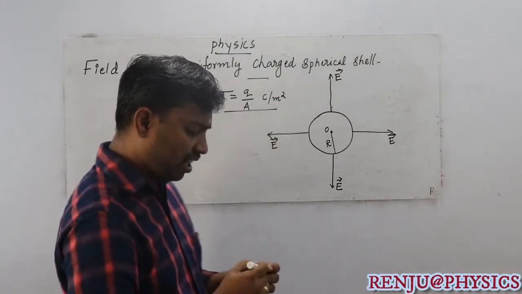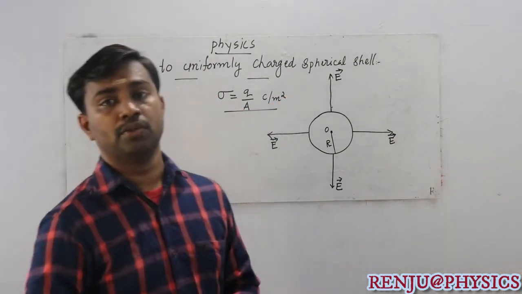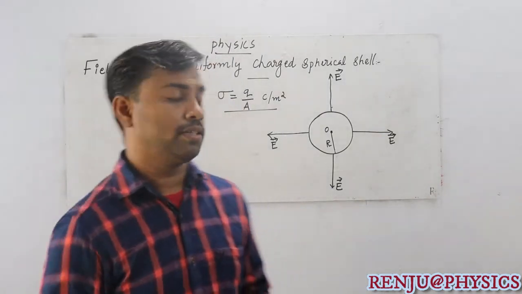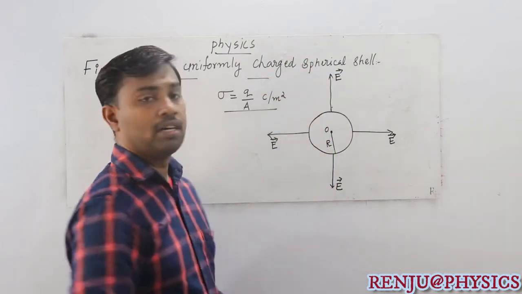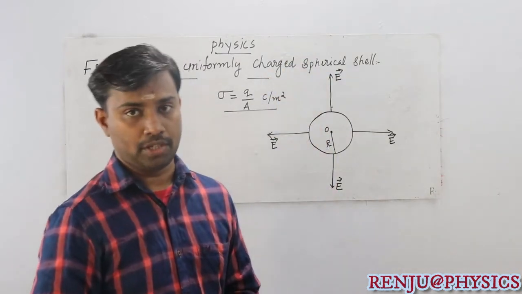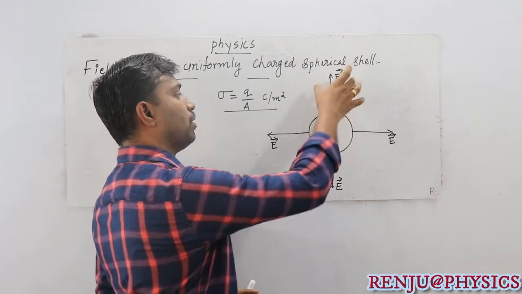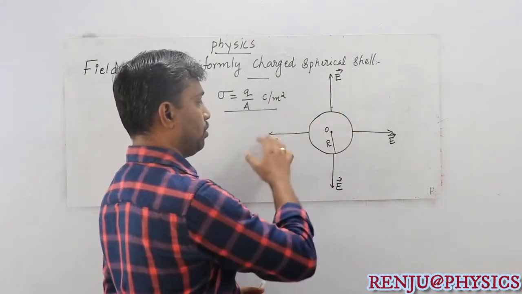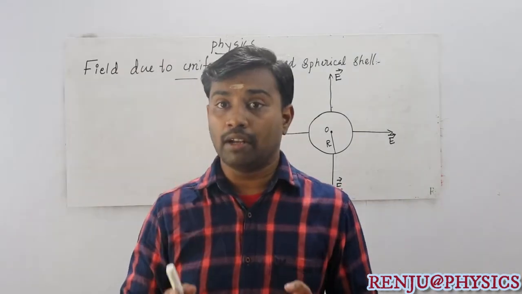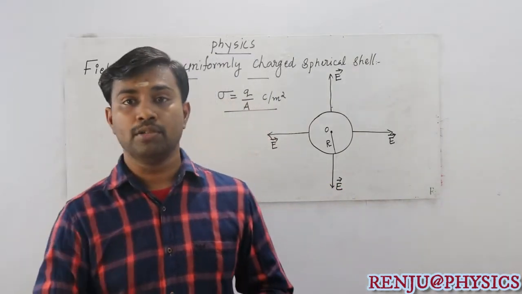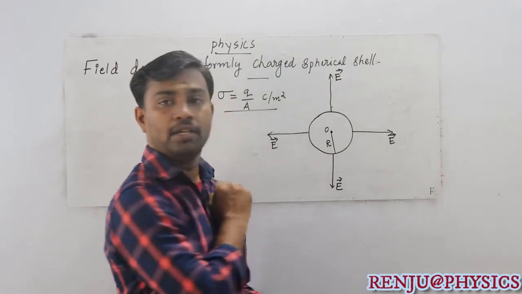Here the positive charge is uniformly distributed, so the electric field is always normal to the surface of the spherical shell. This is the direction of the electric field. We need to find the electric field at a point due to this charged spherical shell.